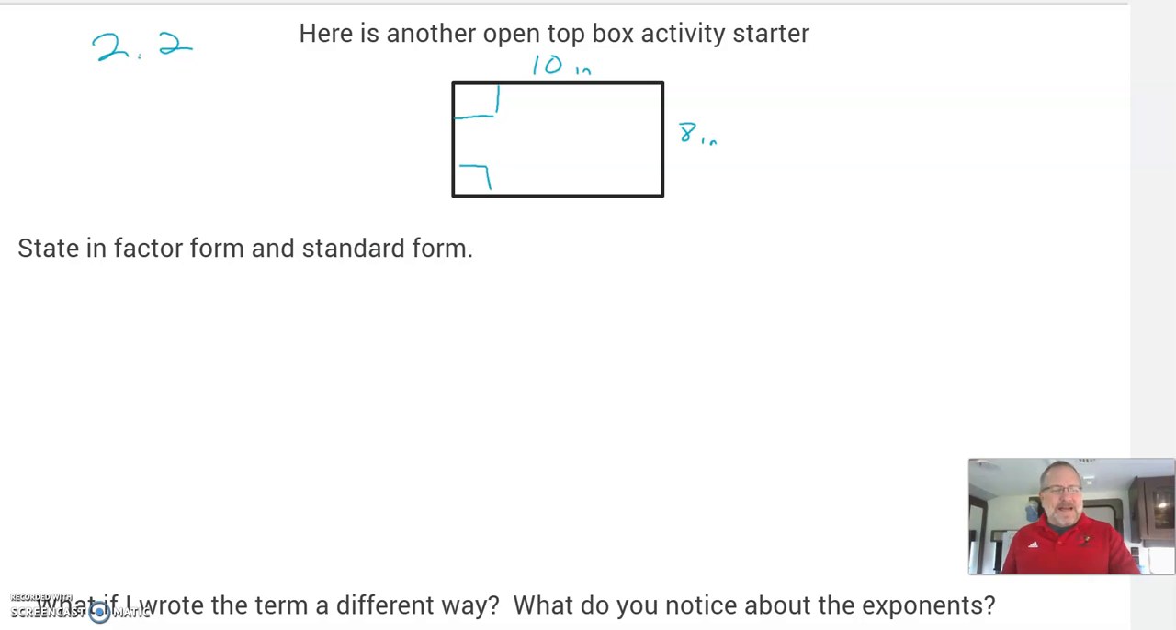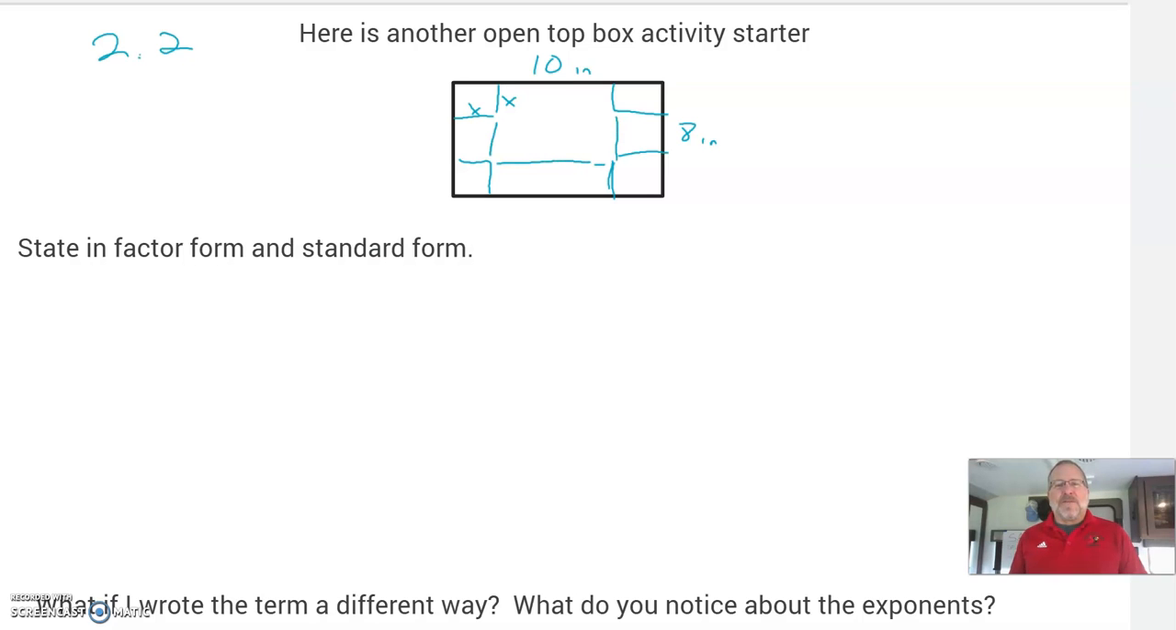And again, I'm going to ask the same question. What do you think I need to cut away? What size squares in each corner do I need to cut away to get the biggest volume when I fold this together? So again, let's use X and build our formula based on our activity before.